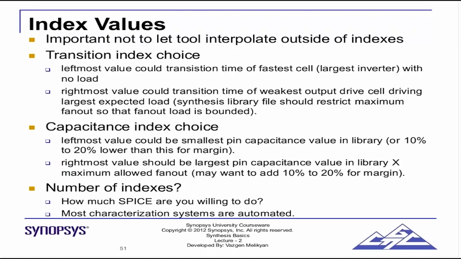Lastly is the number of indices. How many indices do you choose? For, let's say, load, how many indices do you choose? For transition, how many indices do you choose? Obviously, the more indices, the more accuracy in interpolating. But again, how much SPICE are you willing to do? Each corner, each data value needs one SPICE analysis. Most of the characterization systems obviously are automated. You cannot do it by hand, and it just depends on how much accuracy you want versus how much machine time or man hours you can spend on the characterization process.